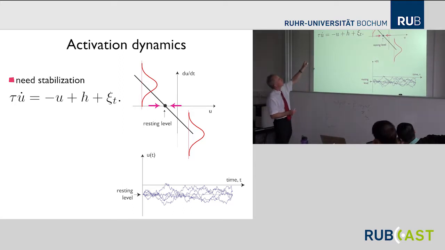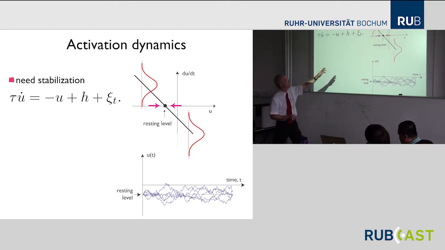You can easily figure that out. So you can see the zero crossing is where u dot is 0. So you put u to the other side, so u would be equal to h. So the resting level is where u is equal to h. The white noise process would have a mean of 0.